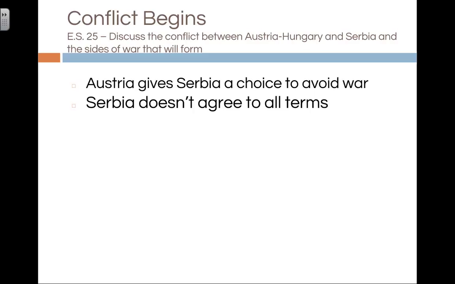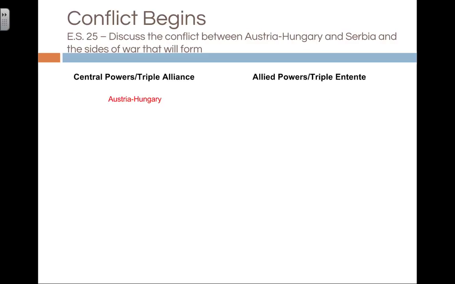Austria-Hungary gives Serbia a choice to avoid war. Serbia doesn't agree to all terms, so here's what we have happen. Okay, now I divided this up into two sides. So the Central Powers are also known as the Triple Alliance. The Allied Powers are the Triple Entente. Now, the reason why I put both names is as the war starts to take place, they will be referred to as the Central Powers and the Allied Powers.